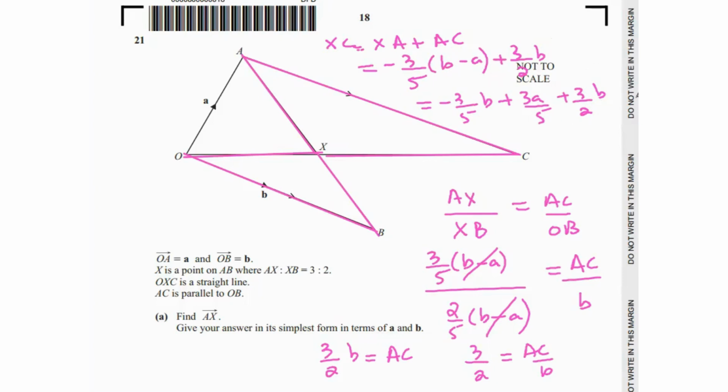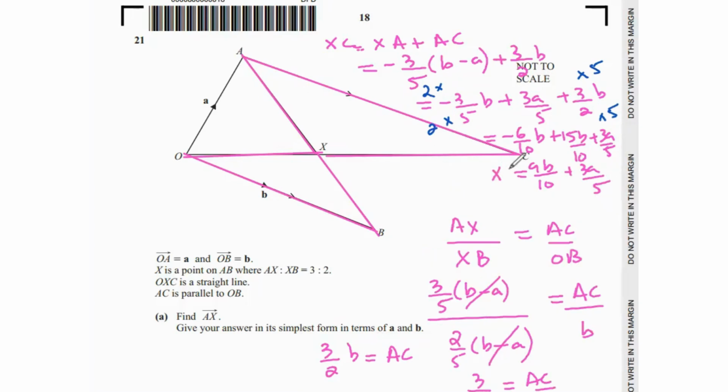We have to combine the B's. So we multiply the first fraction by 2 and the second one by 5. That is going to give us a value of negative 6/10 B plus 15/10 B, plus 3A/5. So 9B/10 plus 3A/5, and that is your value of XC.